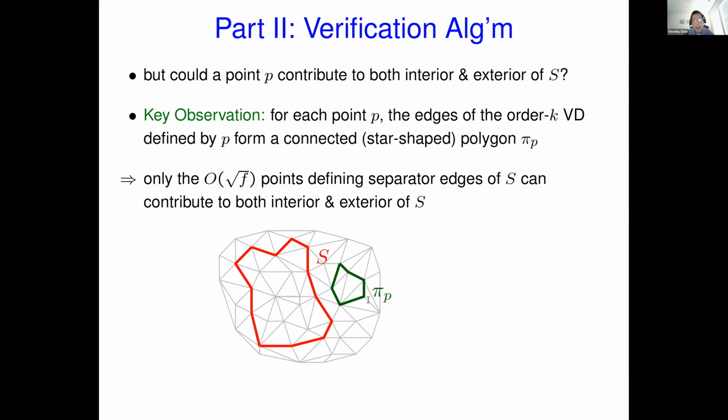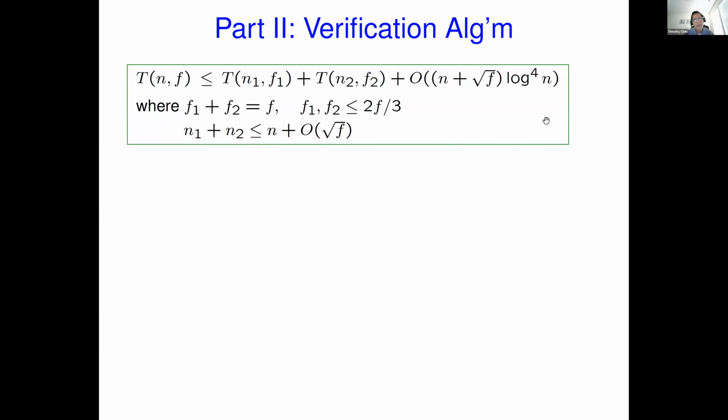It's actually not too hard to distinguish between the inside case and the outside case. Now we have all the ingredients needed to put together the recursive algorithm. So you get this recurrence. What's important is this inequality, that n1 plus n2 is bounded by n plus order root f. That's because of exactly what I said: the only points that can participate in both subproblems are those root f points.